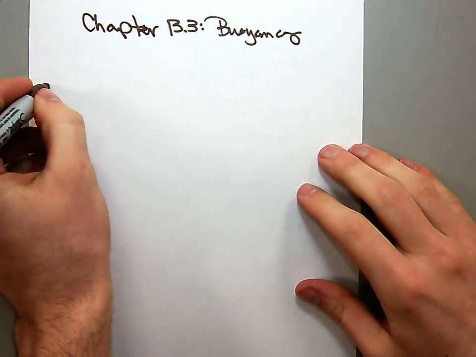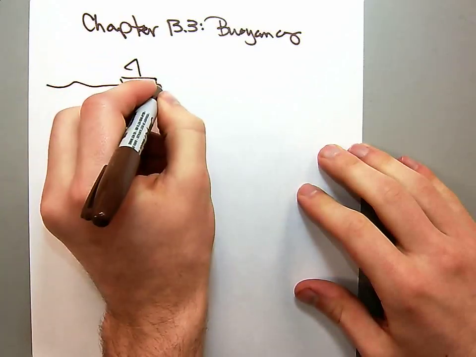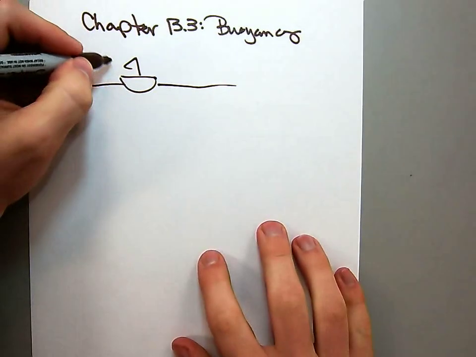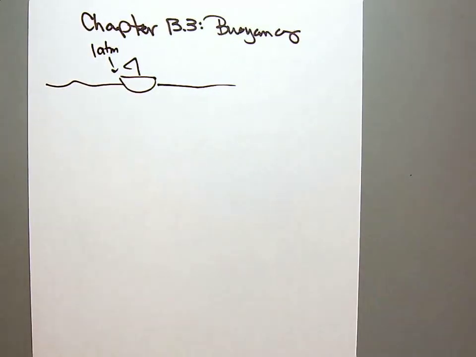Let's look at this example, guys. Let's say I have some water and a boat floating on the water. Let's look at the pressure that's being applied to that boat. From above the water, what is the pressure being applied? Atmospheric pressure, right? So there is a pressure from above of one atmosphere. On the very top surface of the water, what is the pressure? One atmosphere.